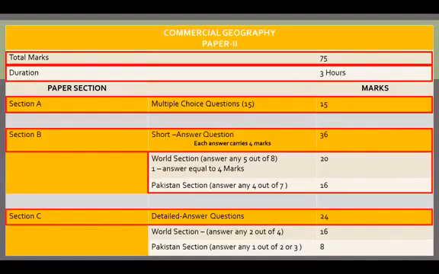Then we have section C, detailed answer questions, long answer questions, descriptive answer questions, and the total marks of that section is 24, in which the world section has 16 marks and the Pakistan section has only 8 marks. In the world section, 4 questions are given in your examination paper and you have to attempt only 2 questions.